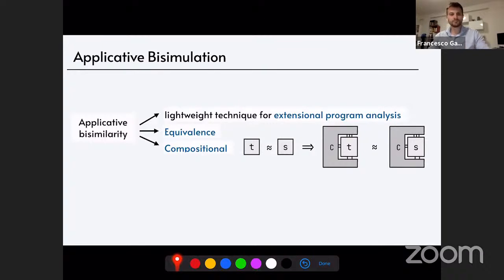Okay, so applicative bisimilarity is essentially what gives us a lightweight technique for the extensional analysis of programs. It is an equivalence and it is compositional. So it has all the requirements that we have seen to be the necessary ones to perform extensional analysis of programs. Of course, this is not the whole story about applicative bisimilarity and applicative bisimulation, but I hope that it gives you a taste of what this equivalence looks like.